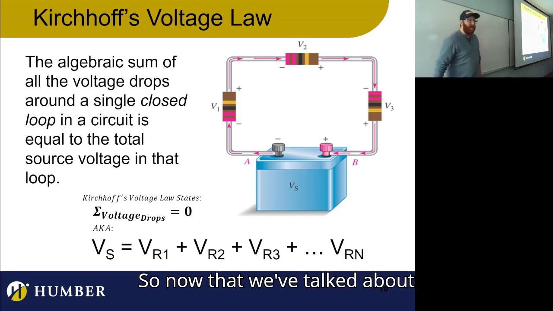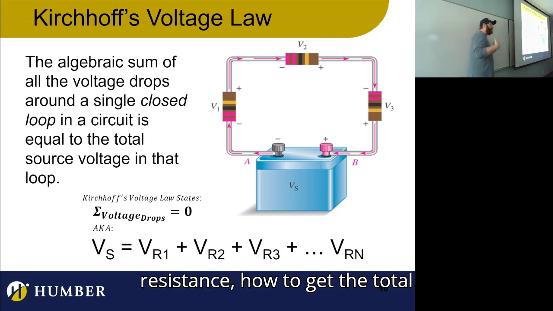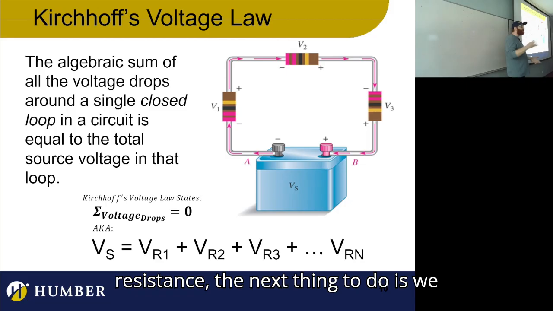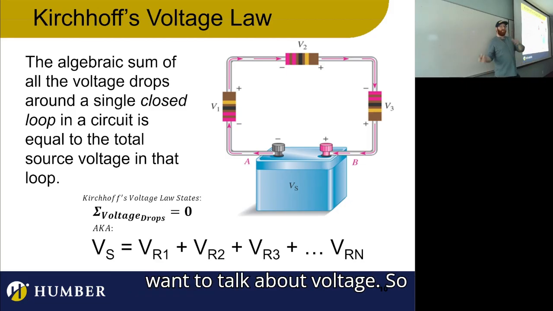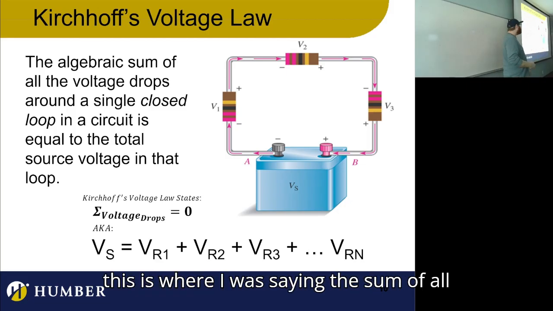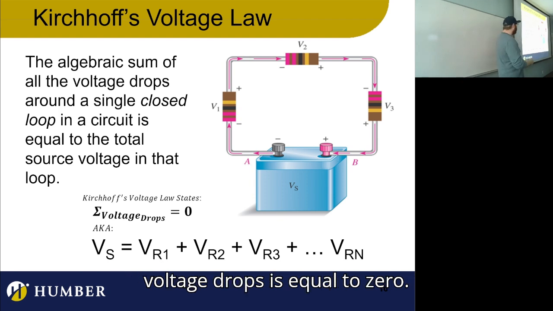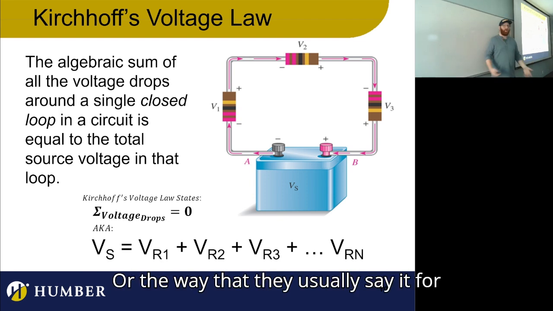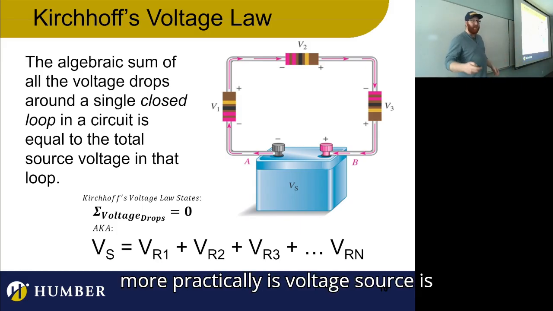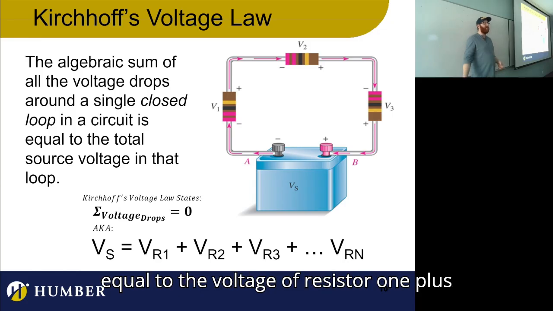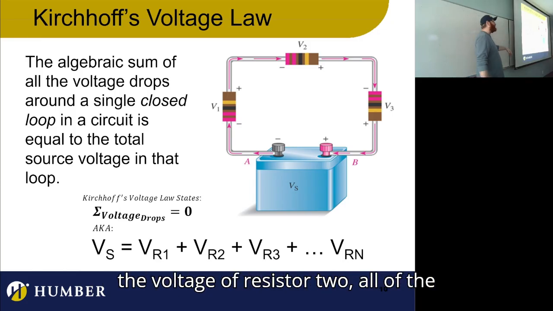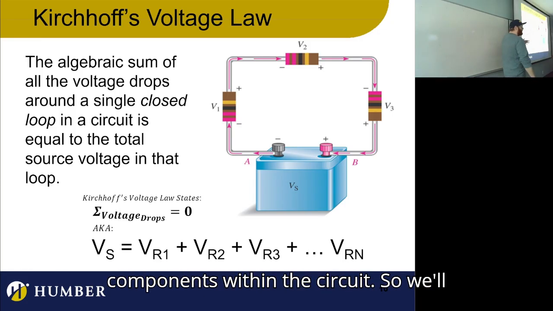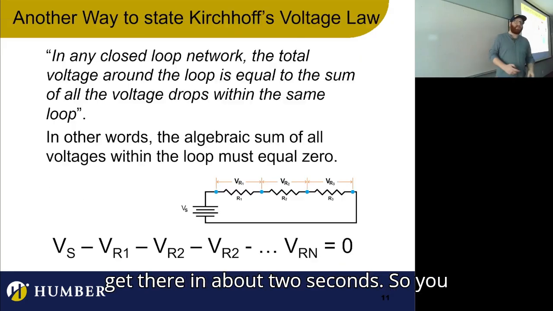So now that we've talked about resistance, how to get the total resistance, the next thing to do is we want to talk about voltage. So this is where I was saying the sum of all voltage drops is equal to 0. Or the way that they usually say it more practically is voltage source is equal to the voltage of resistor 1 plus the voltage of resistor 2, all of the components within the circuit. So we'll get there in about 2 seconds.